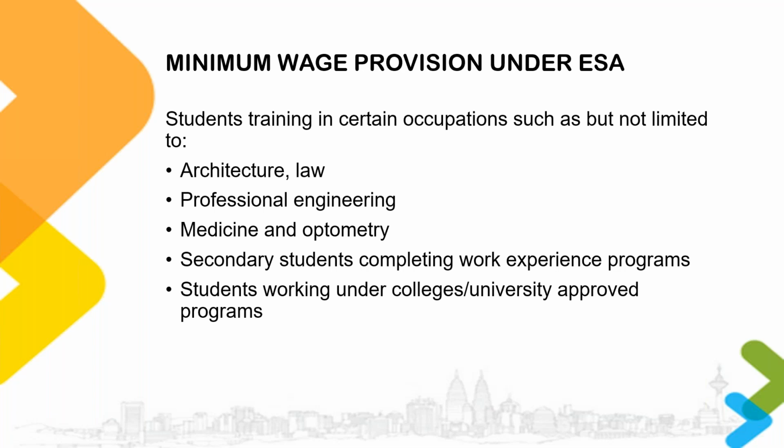For example, students in training for certain occupations such as architecture, law, professional engineering, medicine, optometry; secondary school students performing work under a work experience program authorized by the school board that operates that student's school; students performing work under a program approved by a college of applied arts and technology or university; and persons employed as a student to instruct or supervise children at a camp for children are not entitled to a minimum wage under the ESA.